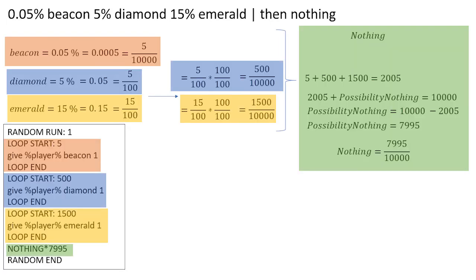Let's create this and we get it. I will apply some colors for you to understand how it works. The loop start of beacon is the orange color. The loop start of diamond is the blue color. The yellow one is for emerald, and the last one, the green, is for nothing.